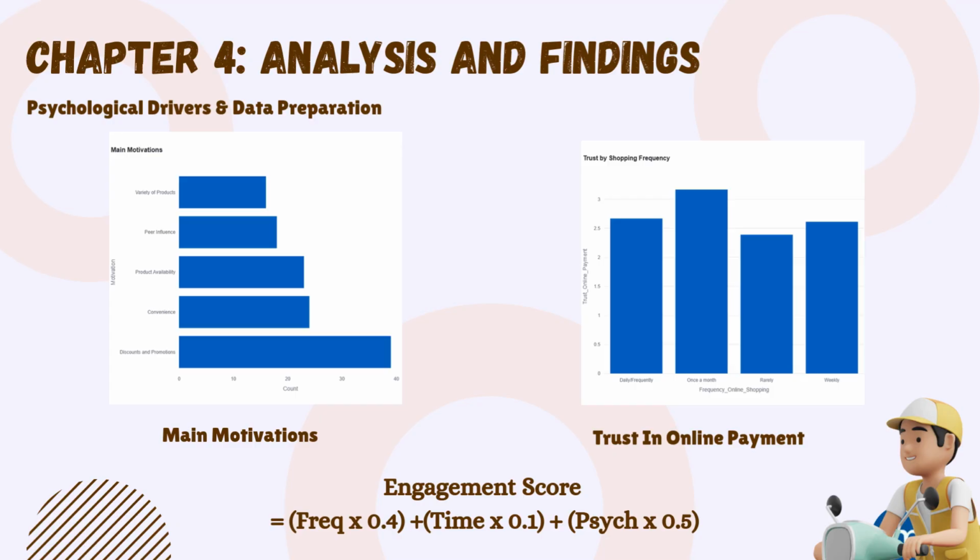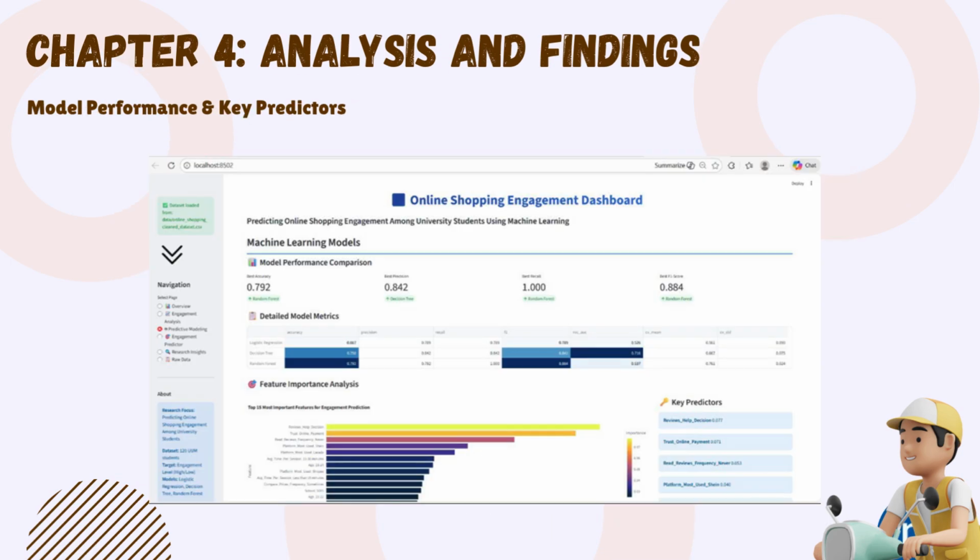For analysis, we created a composite engagement score that combined shopping frequency, session time, and psychological factors. Using a threshold of 0.6, we classified that 79.2% of our sample has high engagement. This score became our target variable for machine learning modeling. Next, let's move on to the predictive modeling phase.